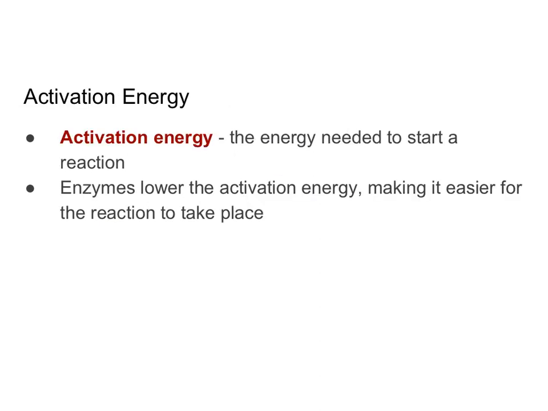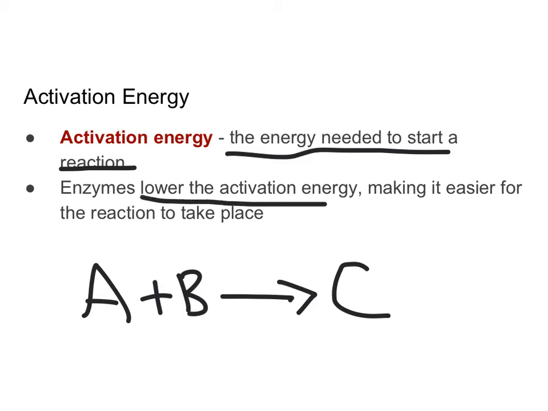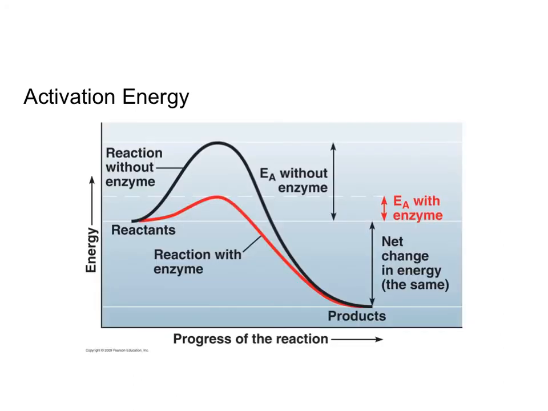So we just said that enzymes work by lowering the activation energy. And activation energy is the energy needed to start a reaction. So I want you to imagine if I had molecule A and I was combining it with molecule B and I was doing a reaction where I was trying to turn that into molecule C, it takes a certain amount of energy for this to happen. So how enzymes work is they lower the activation energy. In other words, they make the reaction easier to happen because you don't need as much activation energy to get it started.